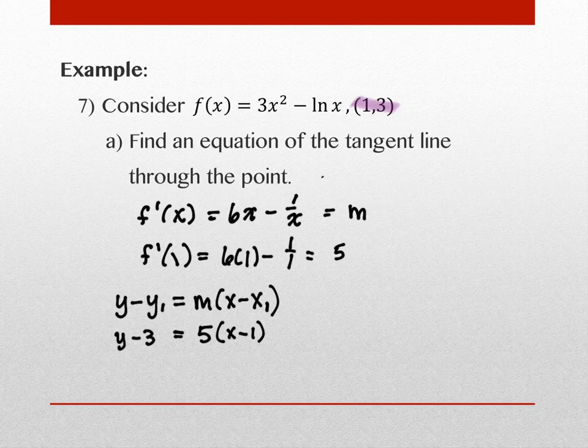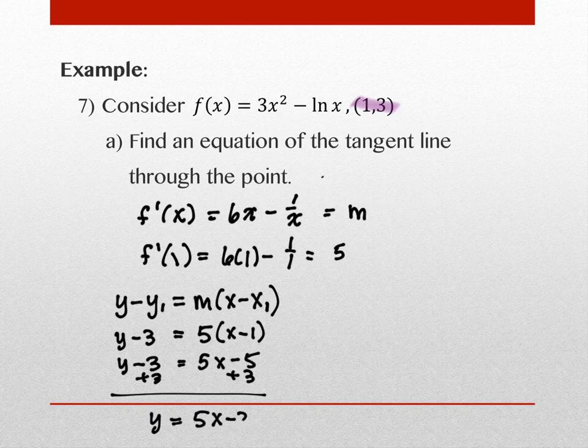The x value is 1, and the y value is 3. And then again, we're going to clean this up and write it down as y equals. It's a friendlier version of the same thing. So I have 5x minus 5. I'm going to add my 3. And the equation of my line would be 5x minus 2.